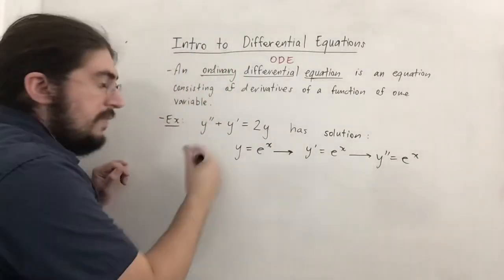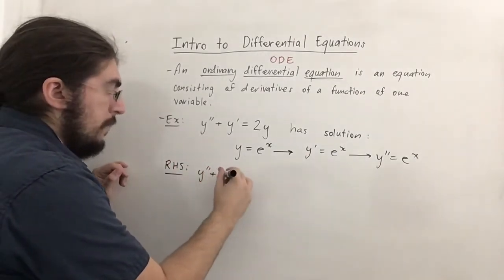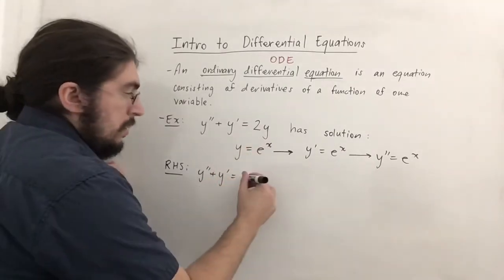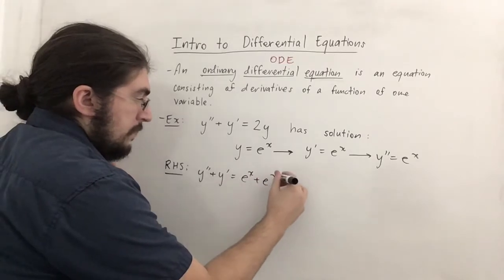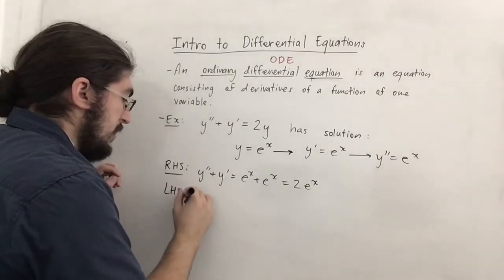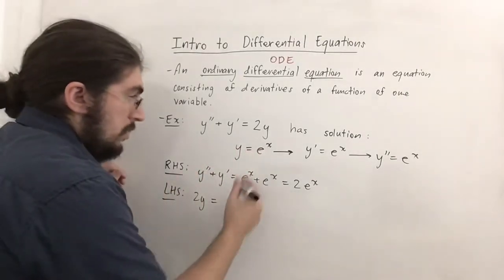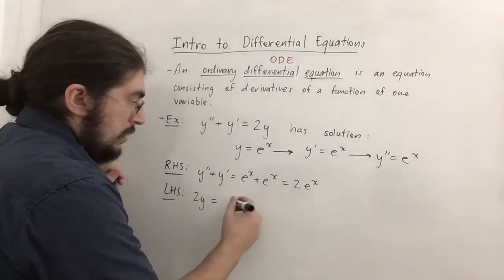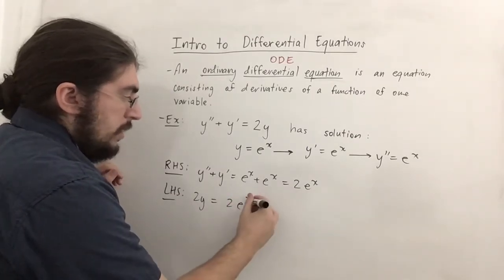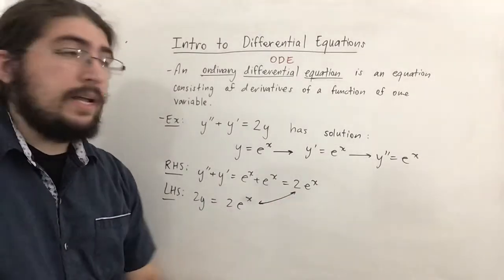And if we compare the left-hand side to the right-hand side, that's y double prime plus y prime. If we use what we have here based on this supposed solution, this is e to the x plus e to the x, which is equal to 2e to the x, of course. If we compare this to the right-hand side of the equation, which just says 2 times y, and also using this supposed solution, y is equal to e to the x, we get 2e to the x. And notice these match. The two sides are equal, so we verified that this works.